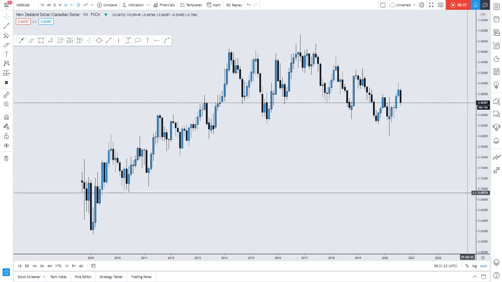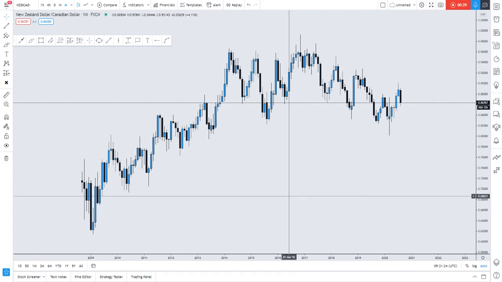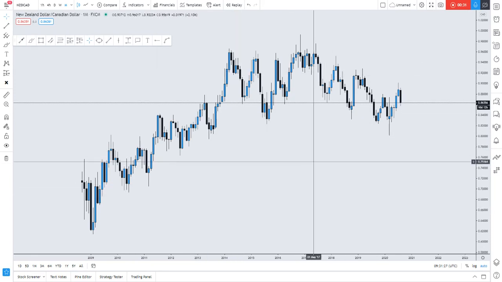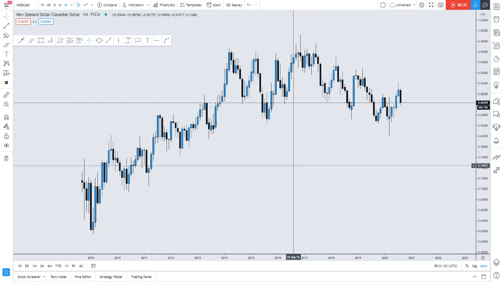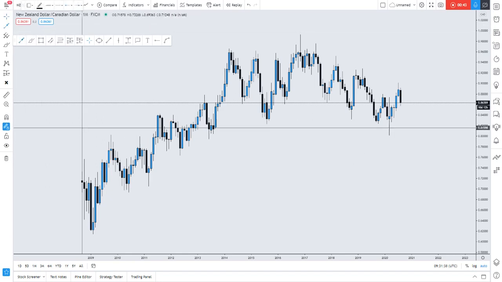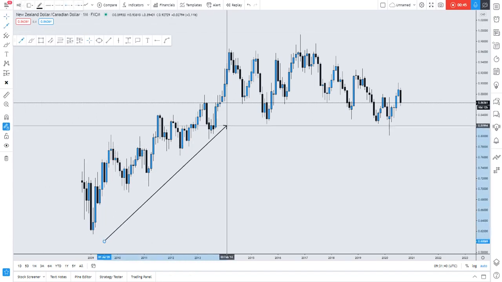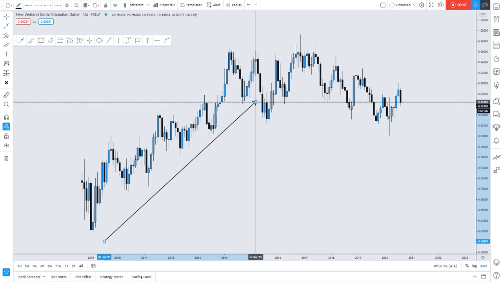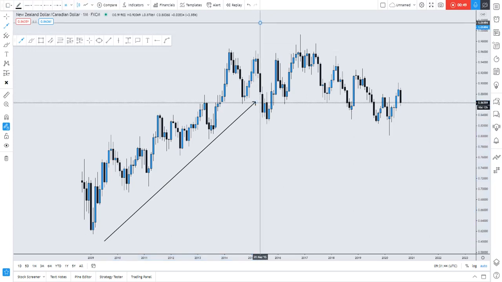First, let me talk about this whole structure. Yes, this whole structure. What I see on the monthly time frame is very common in the financial markets. Let's put it that way. Here we have an impulse to the upside, and here we have a correction.